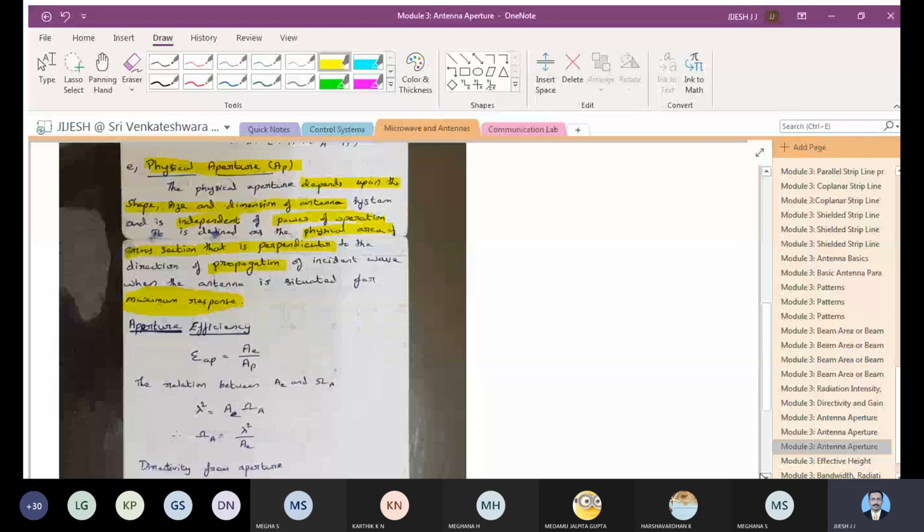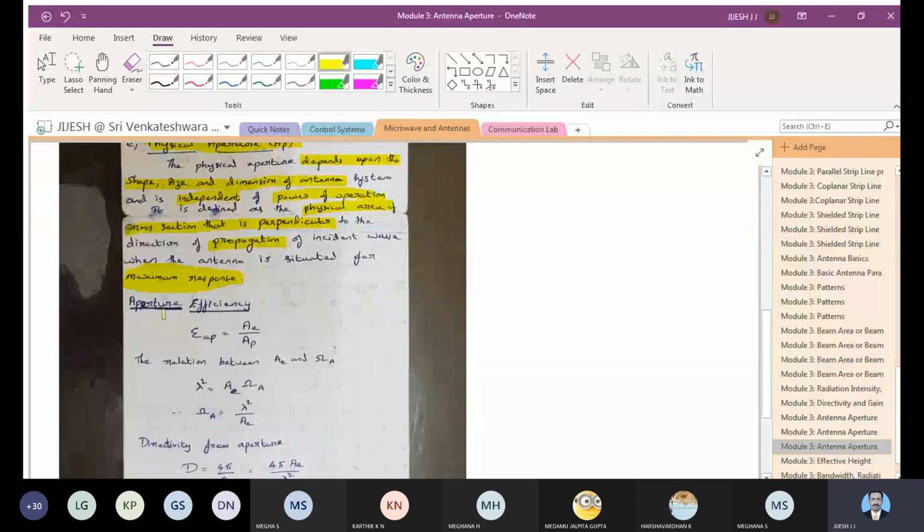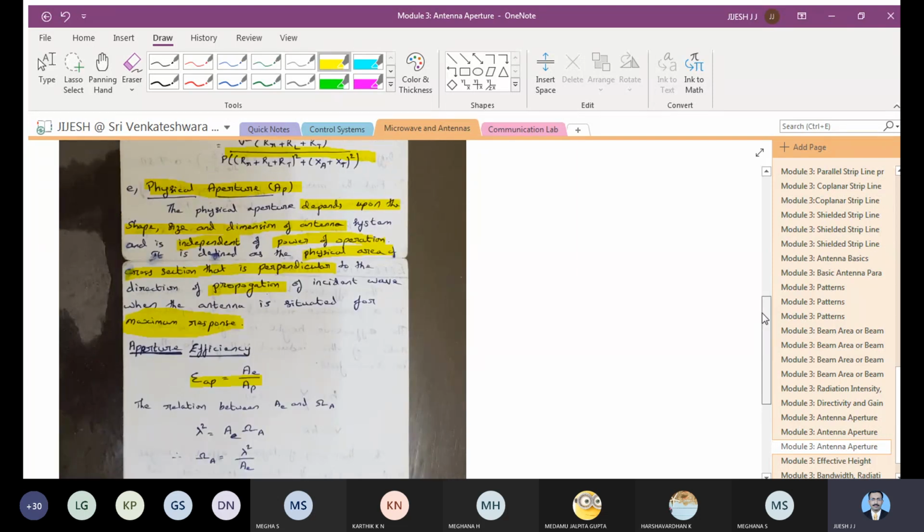So that we can note down as aperture efficiency. Aperture efficiency epsilon AP can be written as AE divided by AP. Here we are going to see all the equations. Now the relation of aperture efficiency is AE divided by AP. What is AE? Effective aperture. What is AP? That is physical aperture.